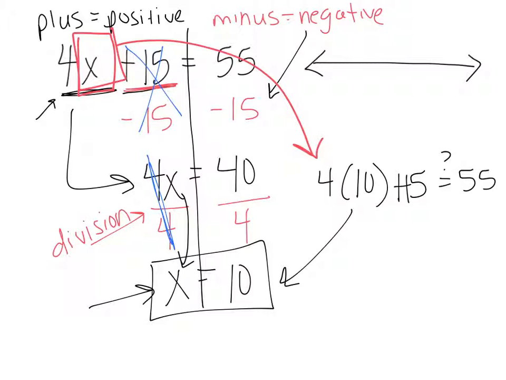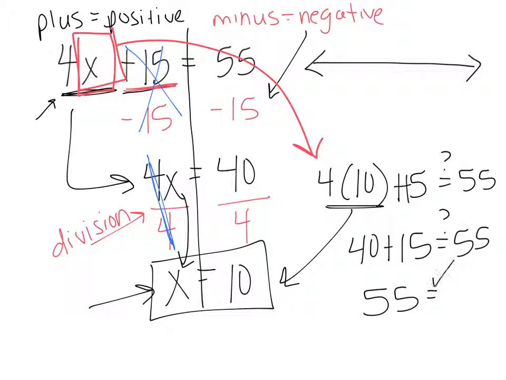We do the multiplication first. 40 plus 15 equals 55. 55 does equal 55. Excellent. I know I now have the correct answer. So now plotting it on a number line, we want to plot this answer up here.